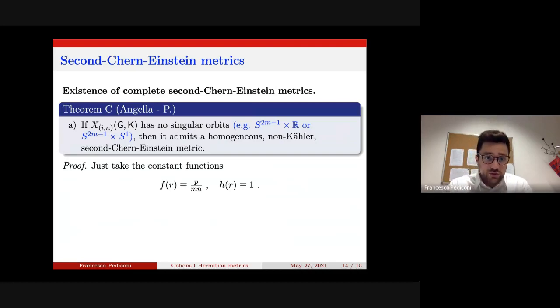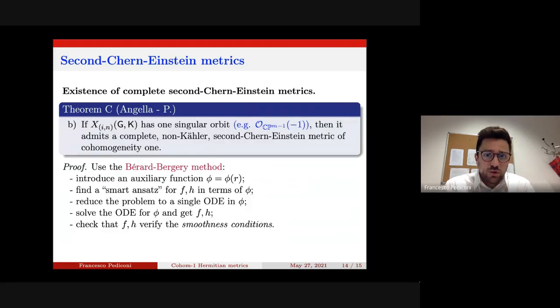Okay, so if the manifold X has no singular orbits, for example, the case of the Hopf manifolds, then it admits non-Kähler Second-Chern-Einstein metrics which are homogeneous. And the proof here is very easy, because you just need to take these constant functions f and h given by this formula, and these constant functions solve the Second-Chern-Einstein equations. So here we are very lucky. We can find explicit solutions in the case where there are no singular orbits. And of course, since these functions are constant, the metric that you get is homogeneous.